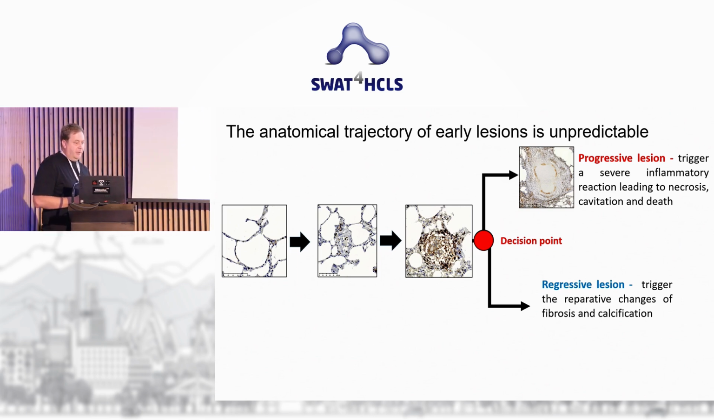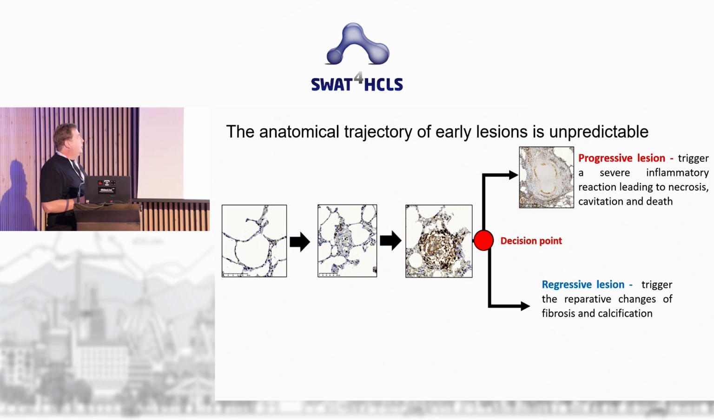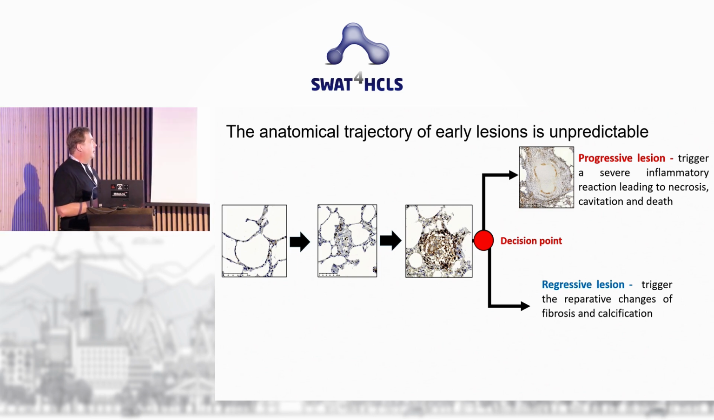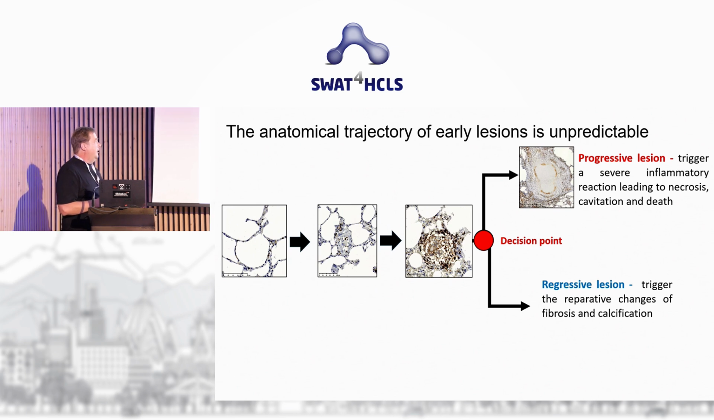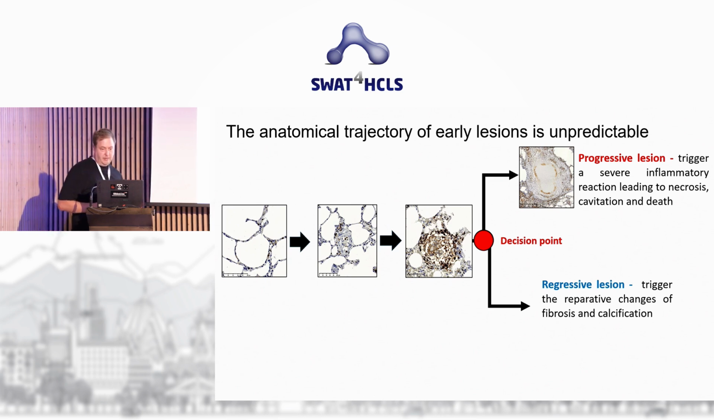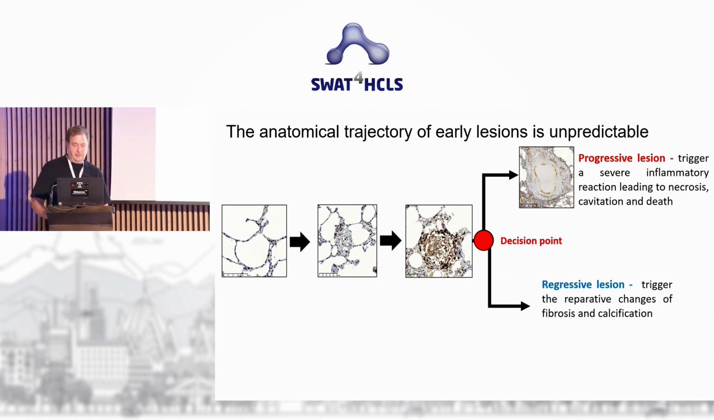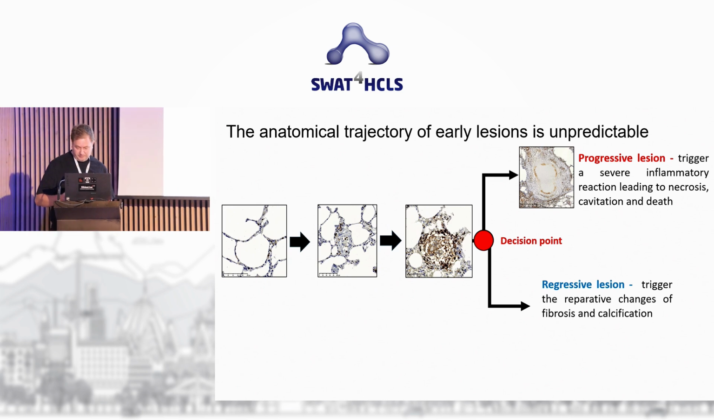And what we're trying to understand is how do these early lesions progress? We're trying to understand this at a cellular and a molecular level, because at this level, there's some kind of decision point. A lesion may become regressive and get resolved, or it may become progressive and trigger a severe inflammatory reaction to the necrosis and cause a lot of damage to the lung.